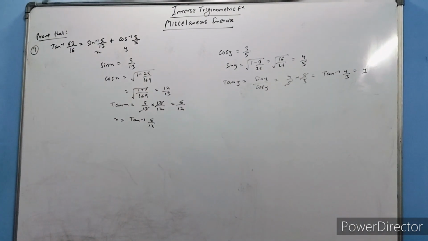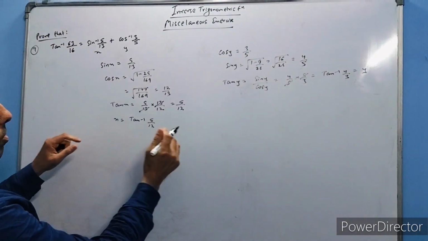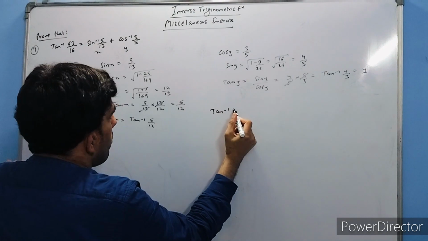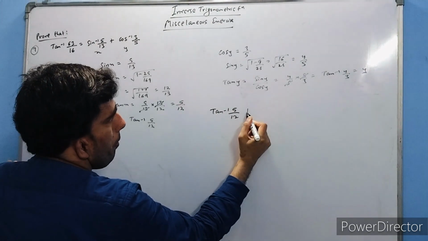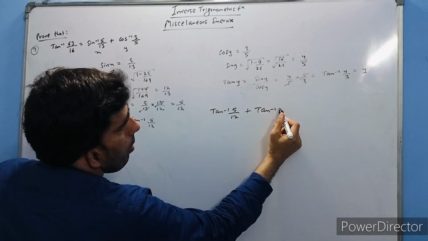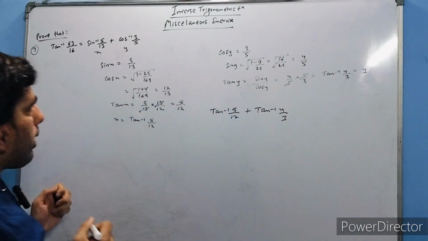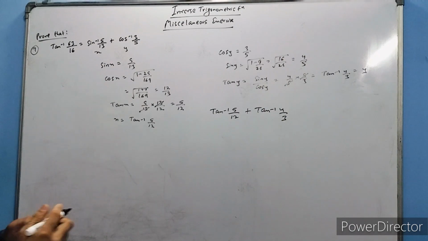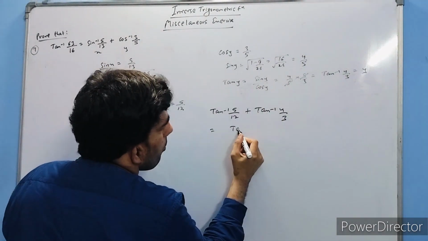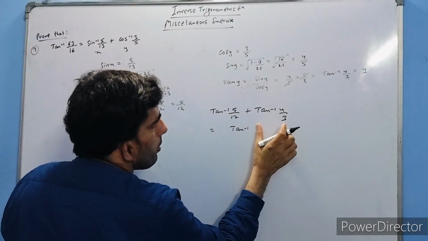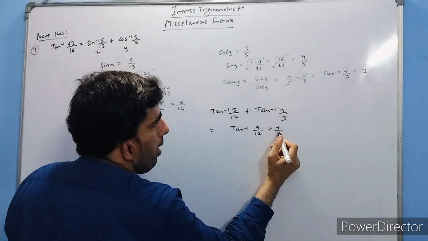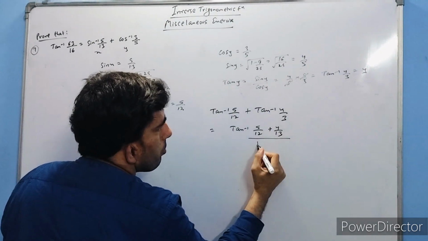Now what did I get here? Tan inverse. Now try to put the value here. So I got tan inverse 5 upon 12 plus tan inverse 4 upon 3. Okay, so we have tan inverse x plus tan inverse y. We'll try to put the formula here, that is tan inverse x plus tan inverse y is tan inverse x plus y upon 1 minus xy.